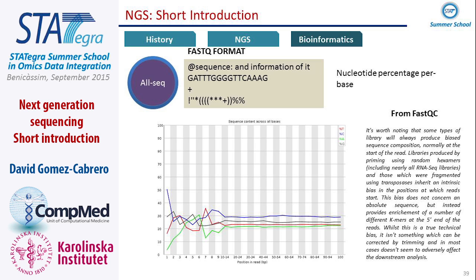It's a true technical bias. This is something which can be corrected by trimming, and in most cases doesn't seem to affect adversely the downstream analysis. Honestly, I haven't seen any clear answer on why those first ones are happening. Why they are not affecting the downstream analysis is not completely clear to me. But in general, this is something that you observe at the very beginning, and it's not a problem. The problem is if it appears at the end, because then it can be some quality issues.